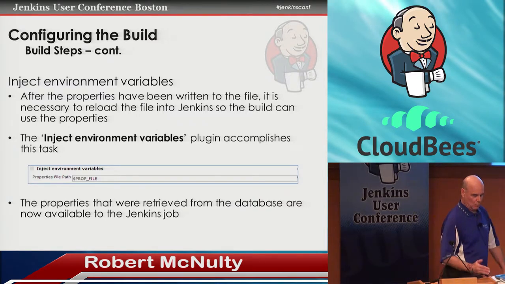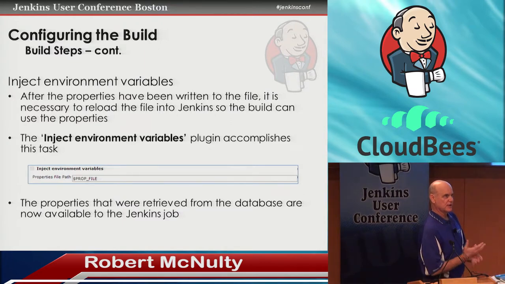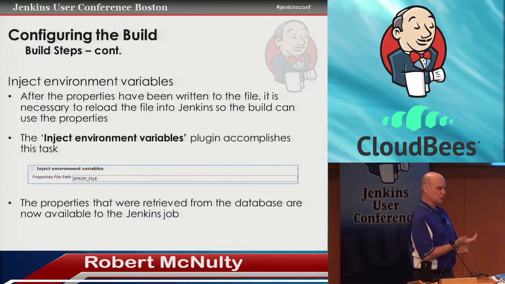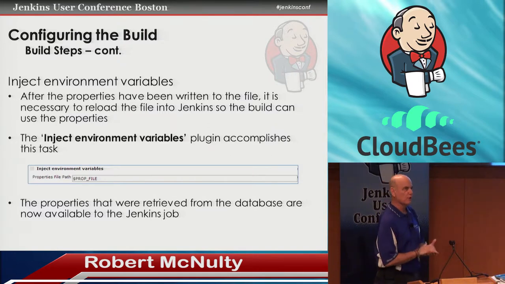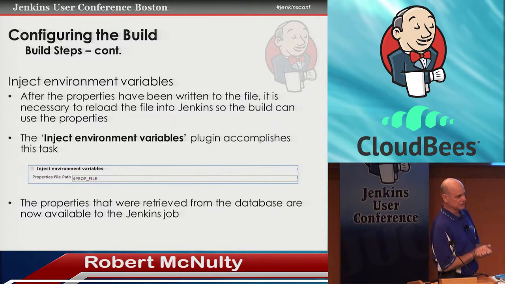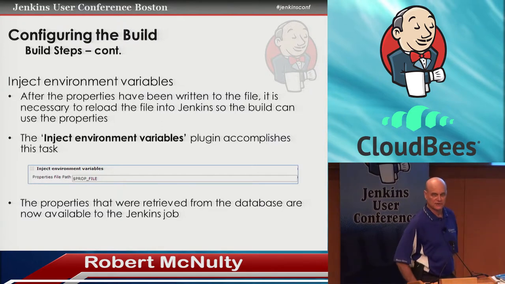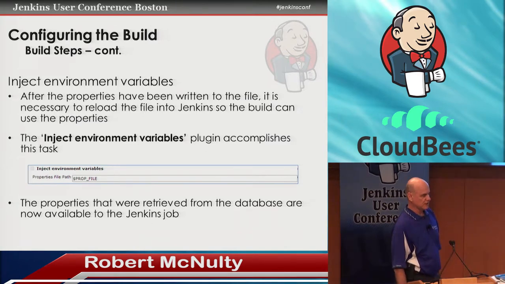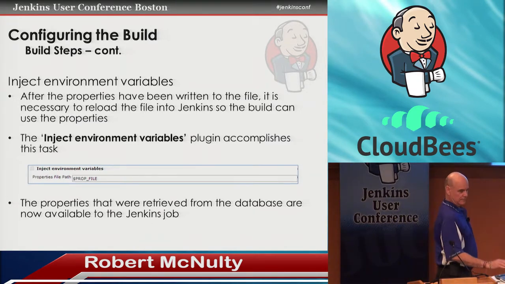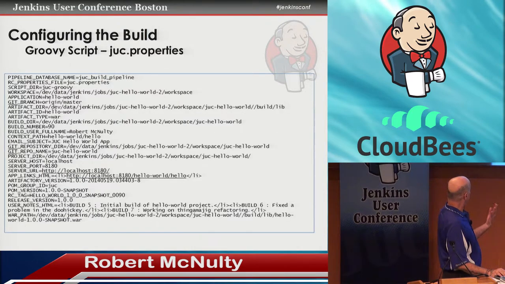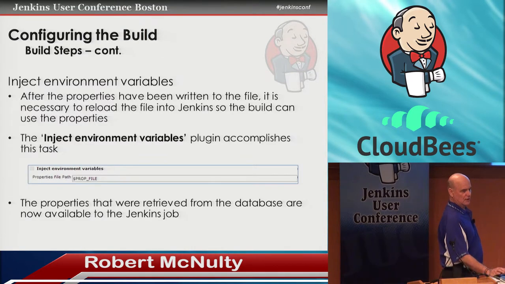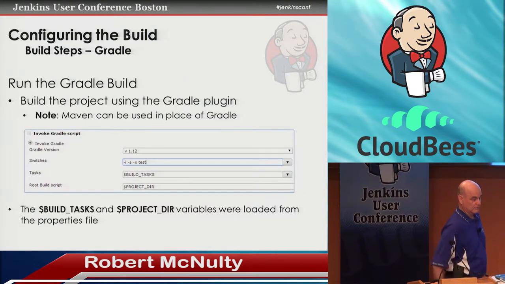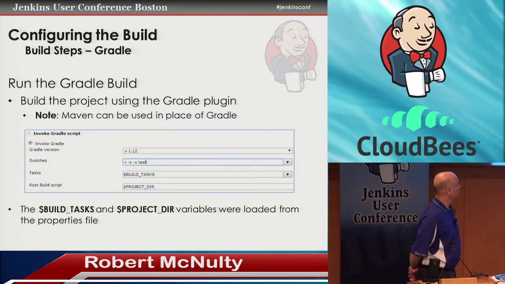Okay, next, once the pre-build function has finished and we return control back to Jenkins, we need to import that file back into Jenkins so that it knows it exists, because it doesn't automatically know that. So we will use the inject environment variables using the prop file, which is juc.properties. So it will take these properties, import them back into Jenkins, and now Jenkins can use them, such as here.